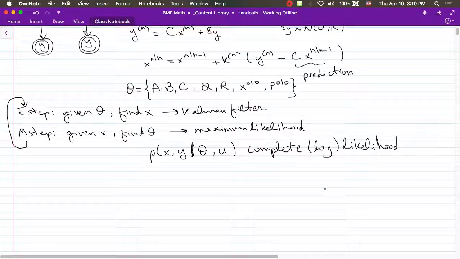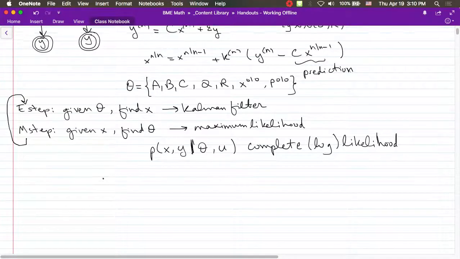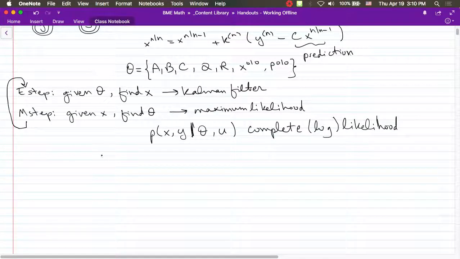So our problem today is the M step. The E step, you know how to do. That's the first half of the course. You know how to do the Kalman filter. The M step is what we're going to be focusing on today, which is basically to write the complete log likelihood of our problem, then show you how you find the parameters that maximize that likelihood.